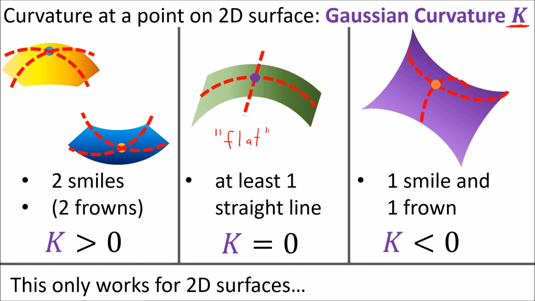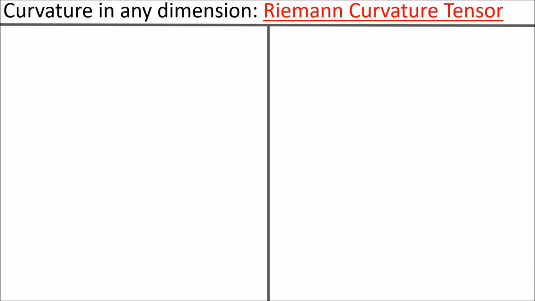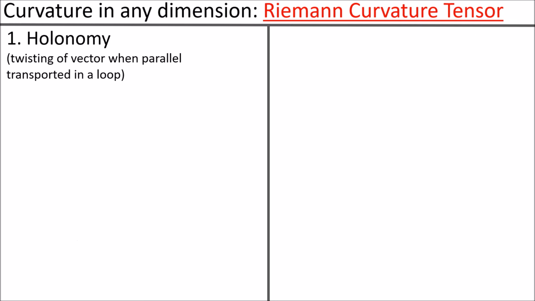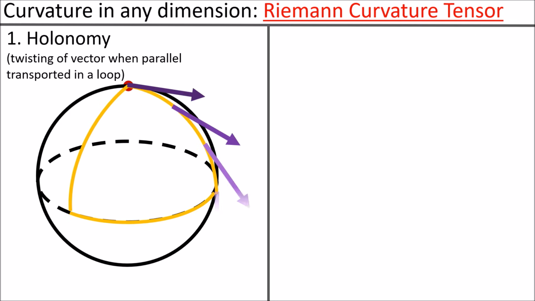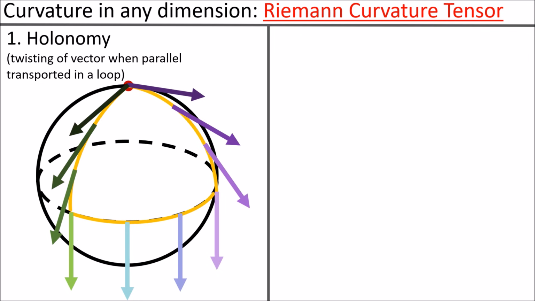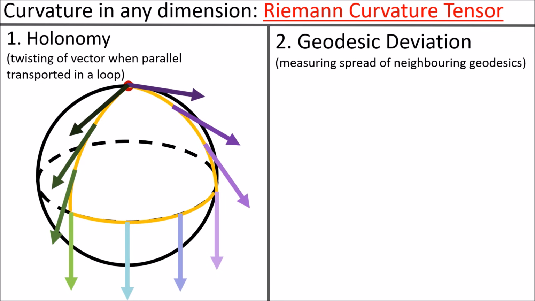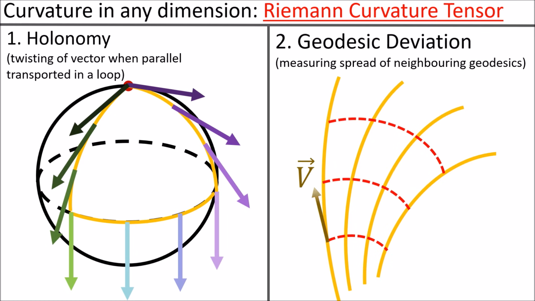Unfortunately, this approach with Gaussian curvature only works for two-dimensional surfaces. To understand curvature in any dimension, we need something called the Riemann curvature tensor. There are two ways to understand the Riemann tensor. The first is holonomy, which is the twisting of a vector when it's parallel transported around a loop. And the second approach is geodesic deviation, which measures the spread of neighboring geodesics in the manifold.